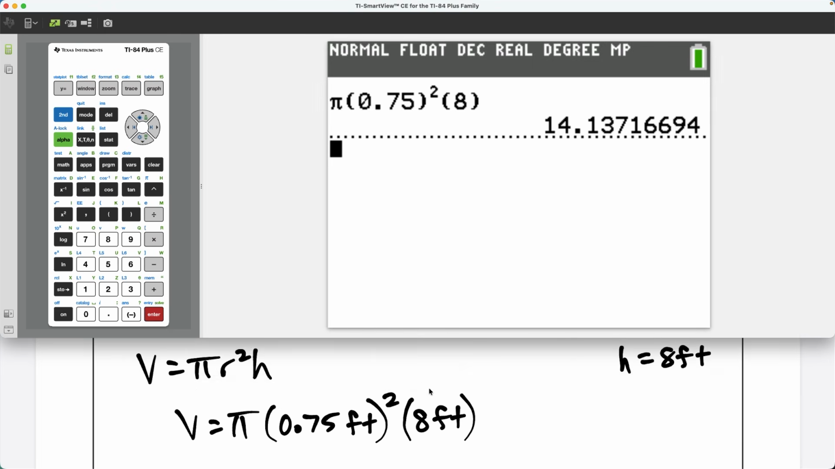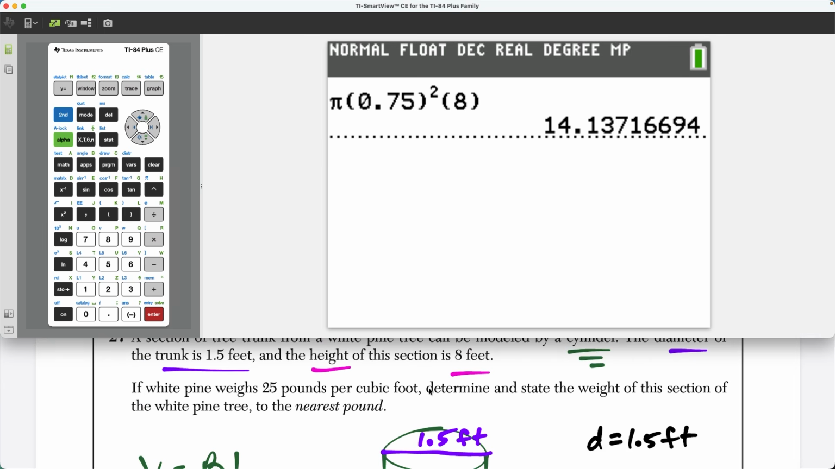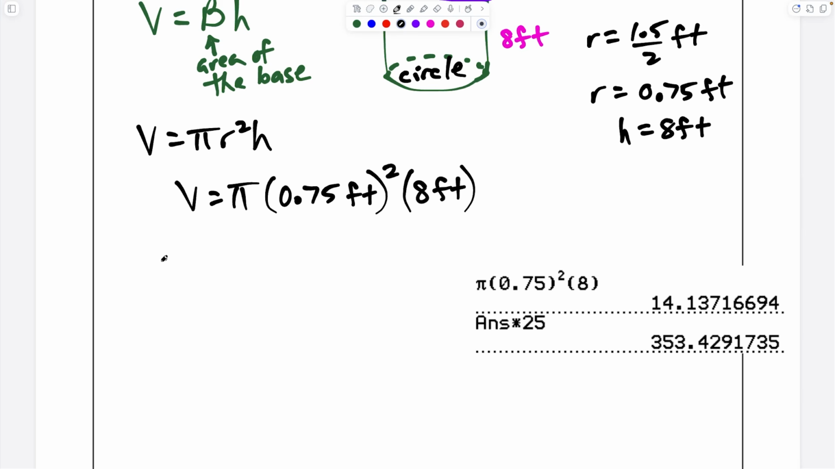And we get this value here, but now let's think back to this part of the question. They said that the white pine weighs 25 pounds per cubic foot, and the volume we just found is in terms of cubic feet. So I'm just going to multiply this by 25, but then I'll explain why we're multiplying 25 back, on the test paper. So I'm just going to write this out. Our volume worked out to 14.13716694, and the units are cubic feet.